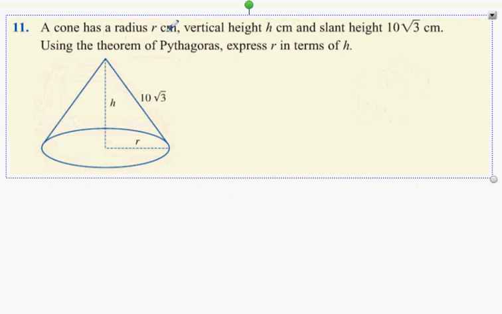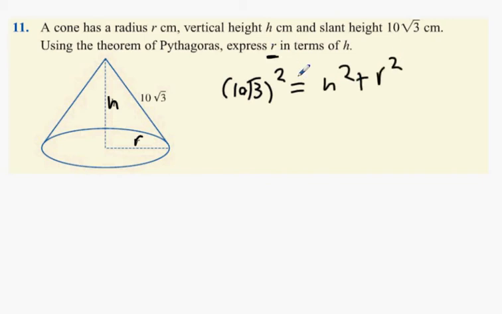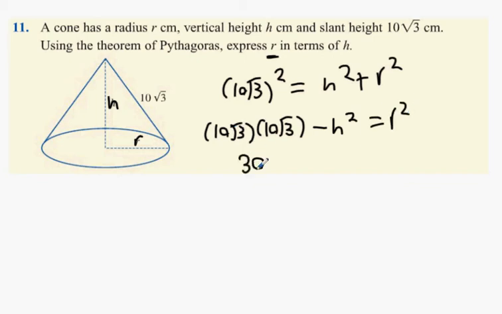Okay. Number 11. It's Pythagoras' theorem, guys. The longest side squared equals the other two sides squared added together. And which side do we want on its own? Square this out: 10 root 3 by 10 root 3. And bring the h squared over to your side. And then 10 root 3 by 10 root 3 is 300. 300 minus h squared equals r squared.